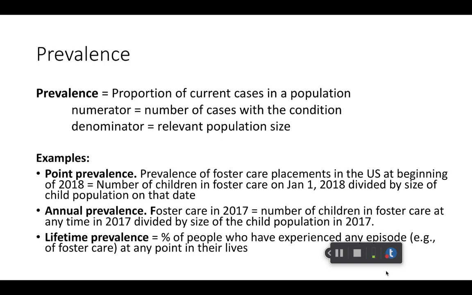Annual prevalence now is prevalence over a period of time, so the annual prevalence for foster care in 2017 would be the number of children in foster care at any time during that year, divided by the size of the child population in that year. We often talk about lifetime prevalence, and this is the proportion of people who've experienced any episode, for example, of foster care or another condition, at any point in their lives.